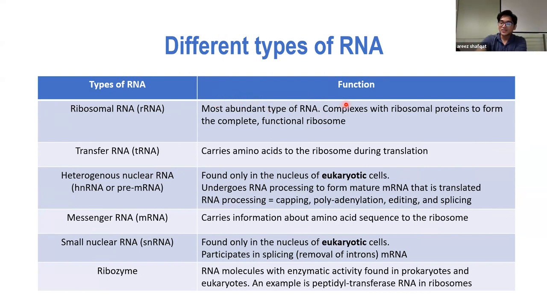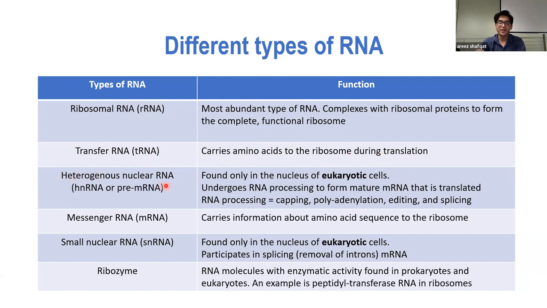So mRNA is not the only type of RNA in the cell. There's ribosomal RNA, which is found in ribosomes, and transfer RNA or tRNA. Basically, what happens is when mRNA goes out into the cytoplasm to get translated, tRNA carries amino acids to the ribosome-mRNA complex, and this allows the ribosome to add those amino acids for protein synthesis. So the function of tRNA is carrying amino acids to the ribosome during translation.